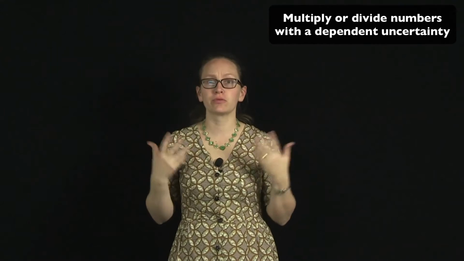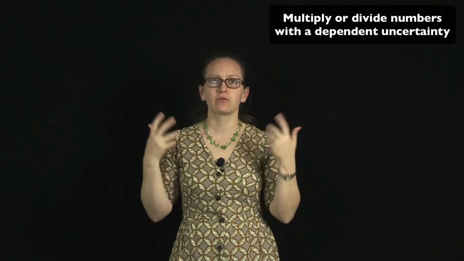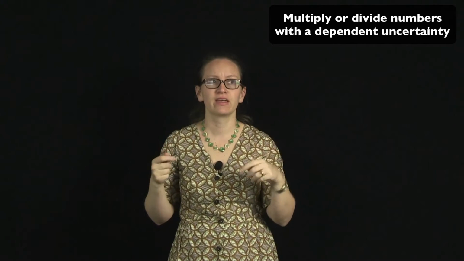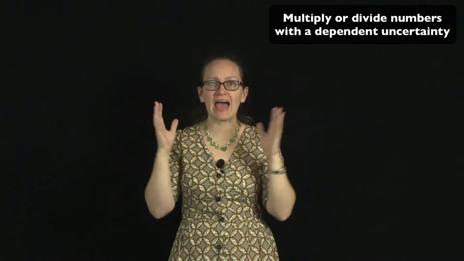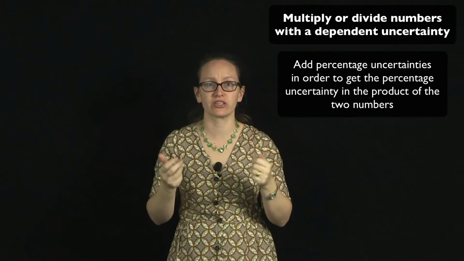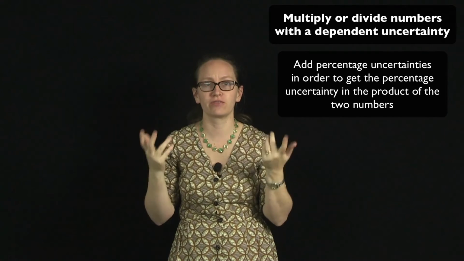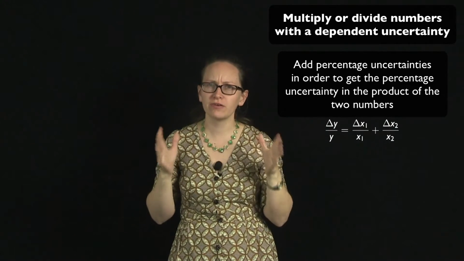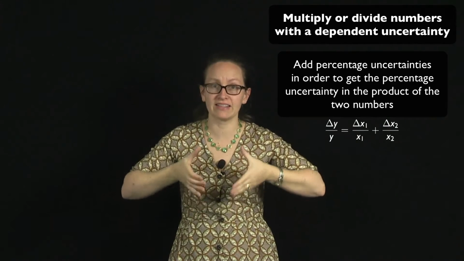Alternatively, we may want to multiply or divide numbers with a dependent uncertainty. In this case, we need to add the percentage uncertainties in order to get the percentage uncertainty in the product of the two numbers. So, for example, imagine that we had a disk and we wanted to work out what the surface area of the disk is. In this case, to calculate surface area, we're going to need to make use of the formula that the surface area is given by pi r squared.